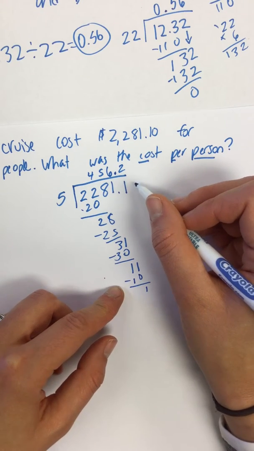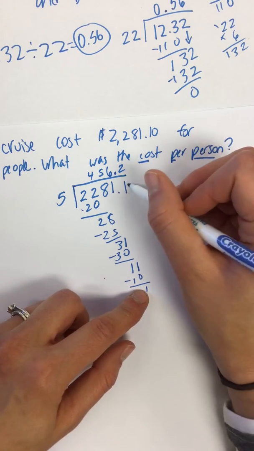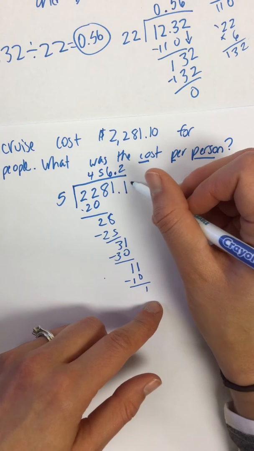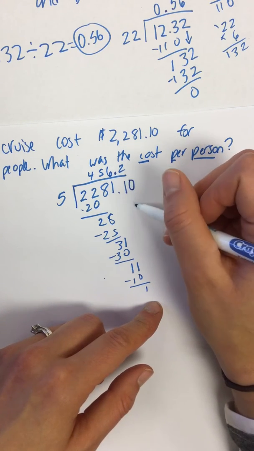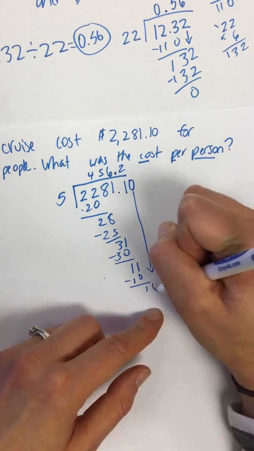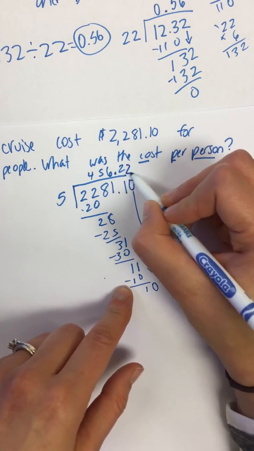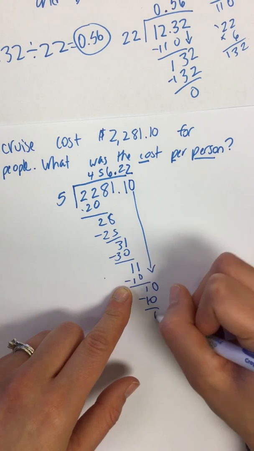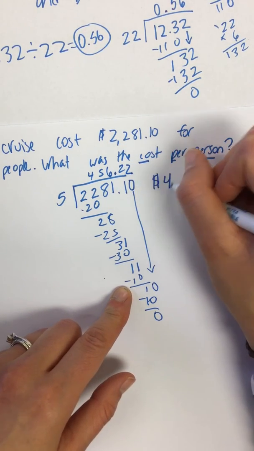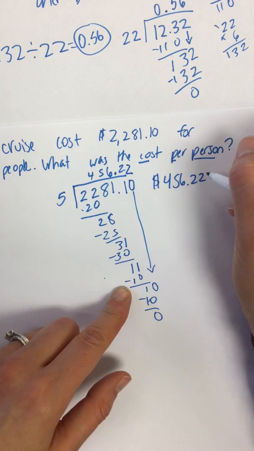What I'm going to do here is add a 0 because I have a remainder, but I need to have another number to bring down. You keep adding those zeros until you have no remainders or until the number starts repeating. In this case, I won't have a remainder because 5 goes into 10 2 times. Minus 10 is equal to 0. So my answer would be $456.22.